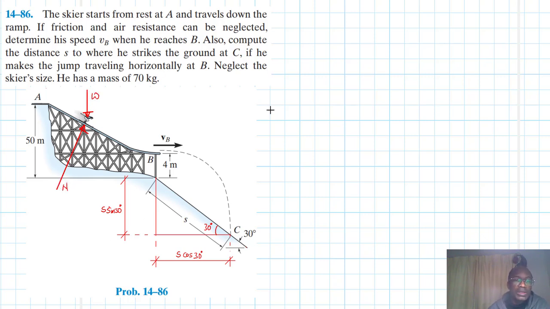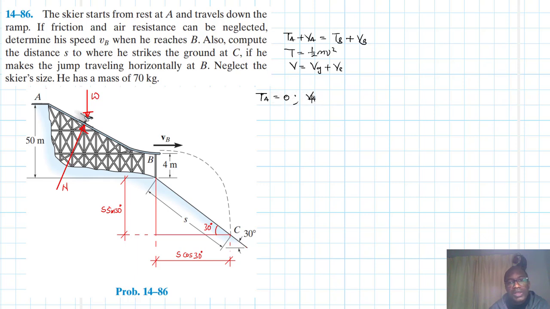So let's apply the conservation of energy from A to B. The kinetic energy TA plus the potential energy VA is equal to the kinetic energy at B plus the potential energy at B. T is the kinetic energy, and V is the potential energy. We have gravitational potential energy and elastic potential energy. So what is TA? The skier is starting from rest, therefore this is equal to 0.